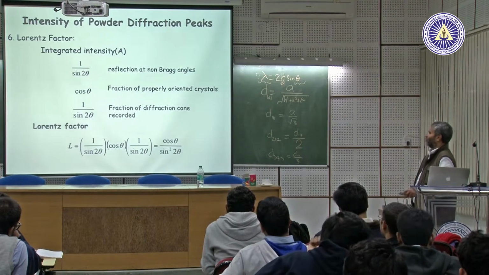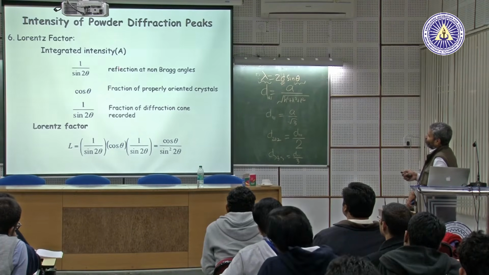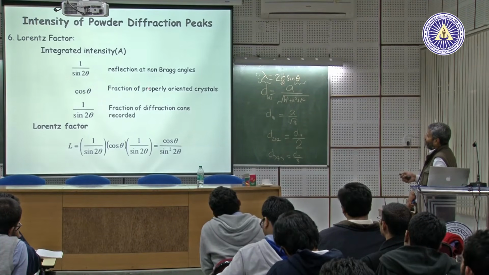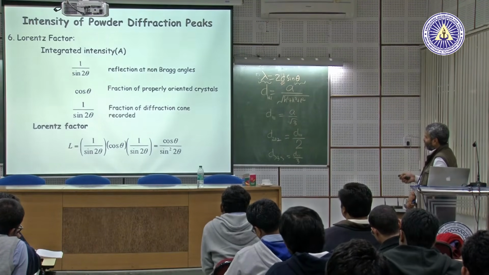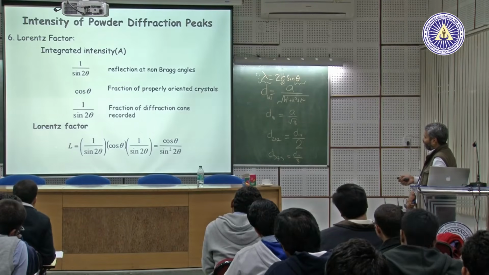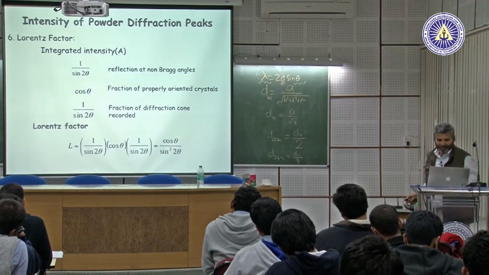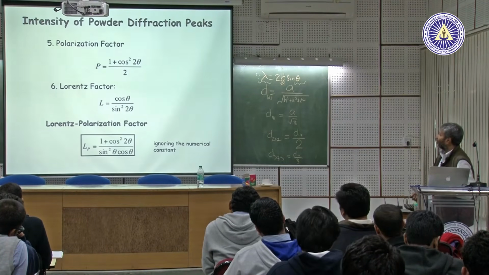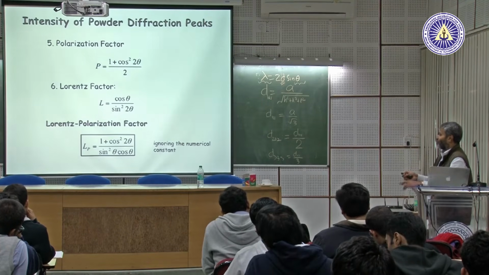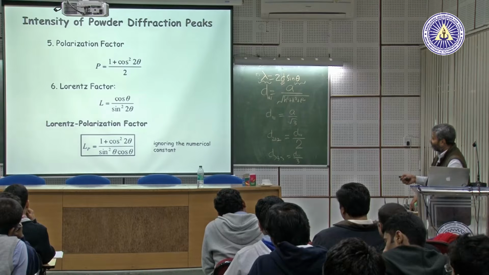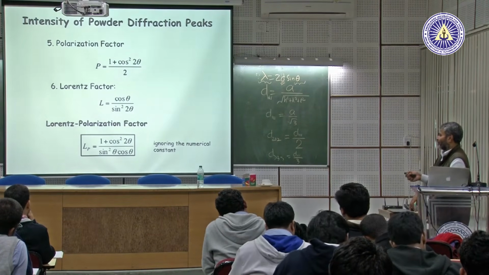So, all that you have to do is to put all the trigonometric factors together. So, due to reflection at non-Bragg angle 1 by sin 2 theta, fraction of properly oriented crystals cos theta, fraction of diffraction cone recorded 1 by sin 2 theta, that is what is called the Lorentz factor. All of them put together and simplified trigonometrically give cos theta by sin square 2 theta. But apart from this Lorentz factor, we already have a polarization factor which is also trigonometric. So, sometimes both these trigonometric factors are combined into a single factor which is called the Lorentz polarization factor.